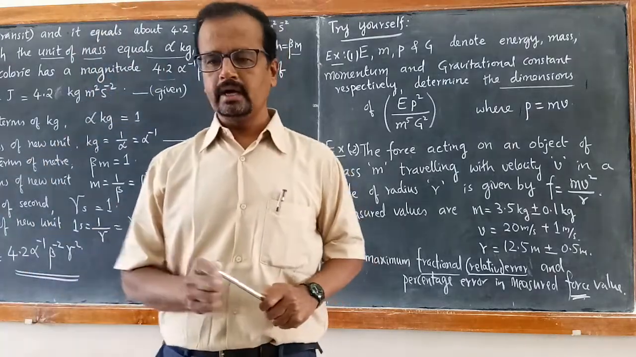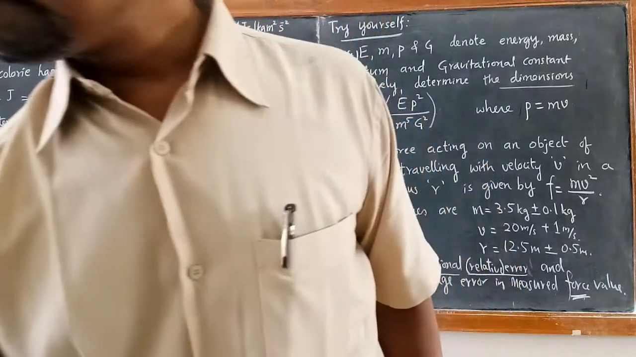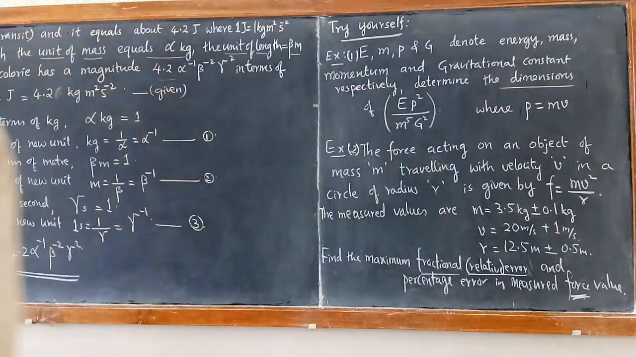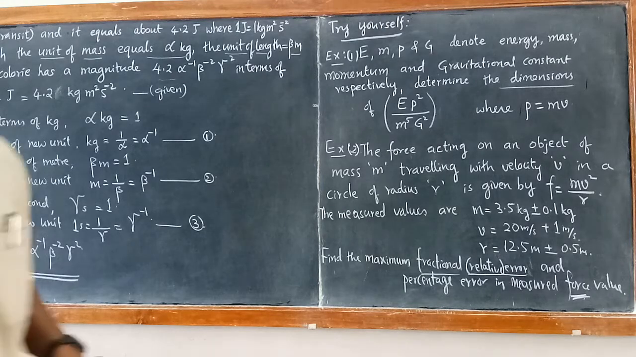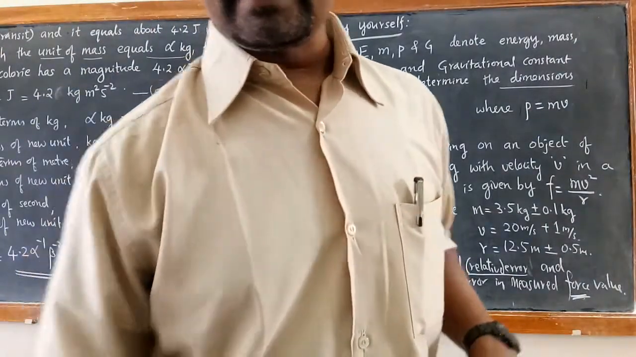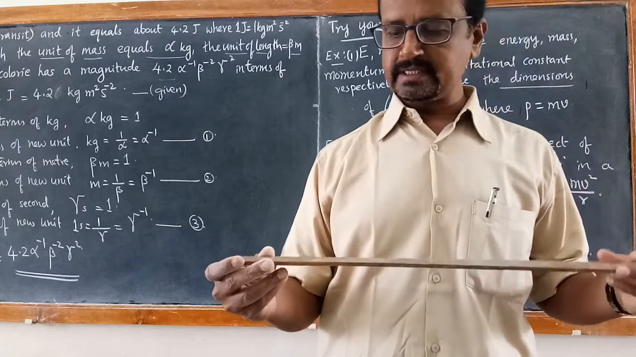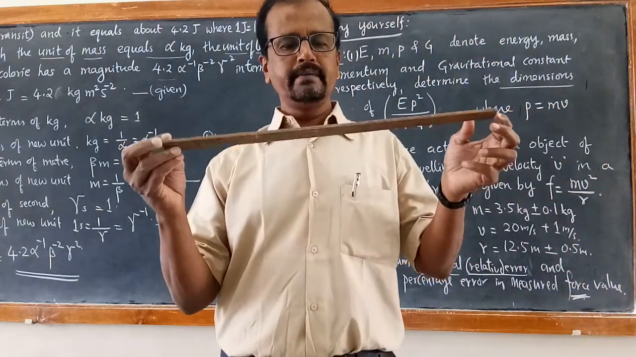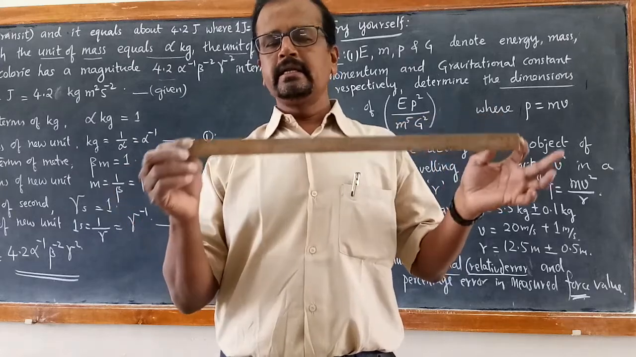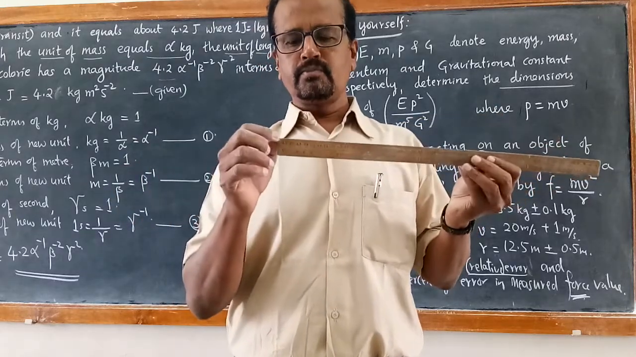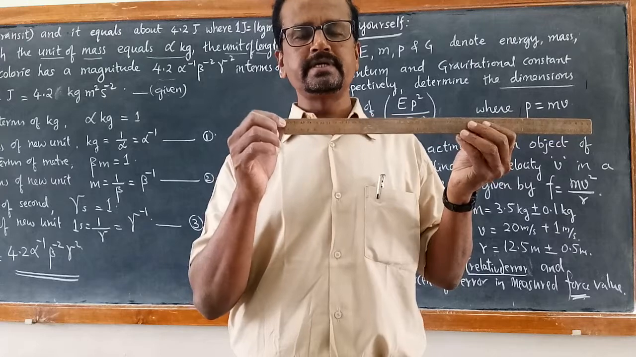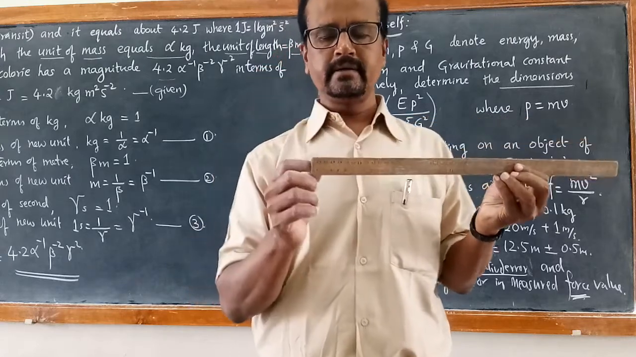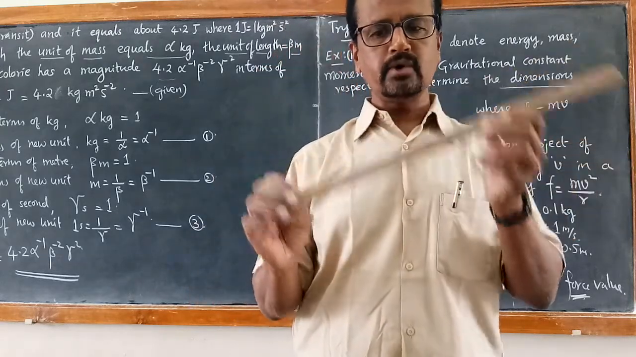Before I conclude, I would like to show you the instruments that we use in our laboratory. Look here. We are using different length measuring instruments. This, as you already know, is a meter scale. The meter scale has a least count: the smallest possible division on this is 1 millimeter, 1/10 of a centimeter, as you all know.